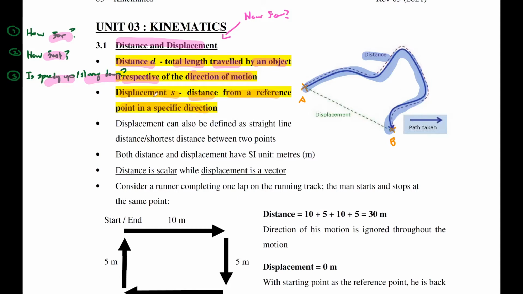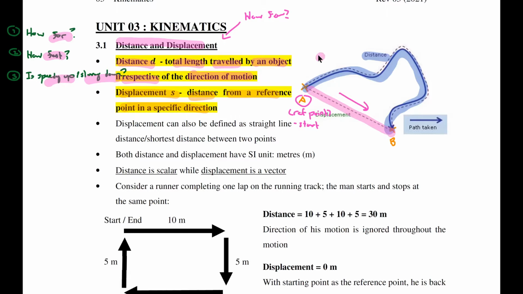But on the other hand, when you're talking about displacement, displacement is the distance from a reference point in a specific direction. In your case, your reference point is always the starting point. Okay, so the displacement is this pink colored highlighted line here. Okay, it is defined as the distance from a reference point in a specific direction. Your reference point being point A here, your direction being towards here. This is what you call as displacement.